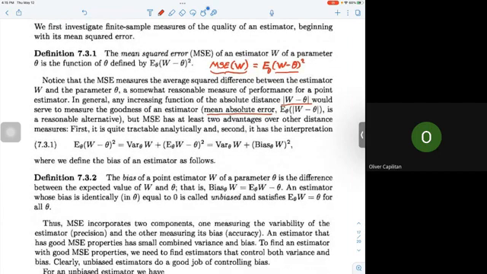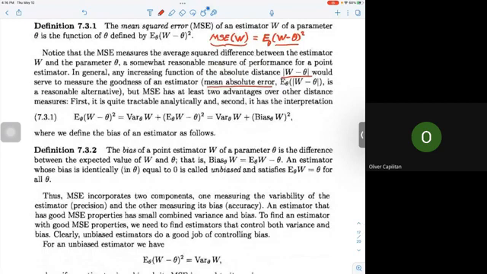Ang sabi lang dito, the MSE has at least two advantages over other distance measures. First, it is quite tractable analytically, and second, it has an interpretation that the MSE of our estimator W is equal to the variance of our estimator W plus the square of the expectation of our estimator W minus its parameter theta. Or in other words, it is equal to the variance of our estimator W plus the square of the bias of our estimator W.